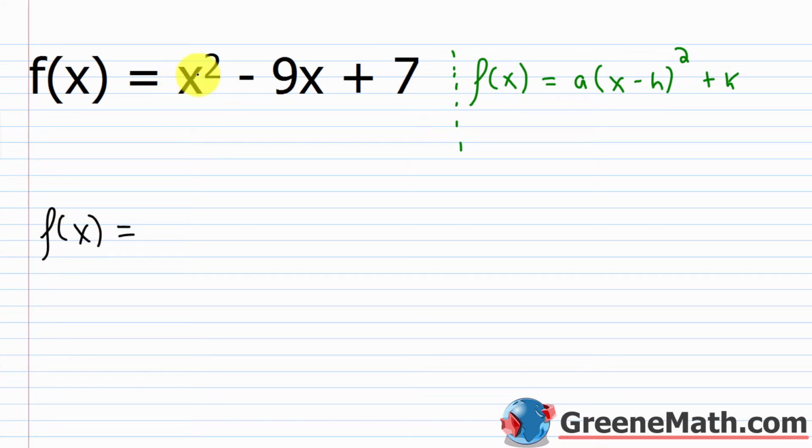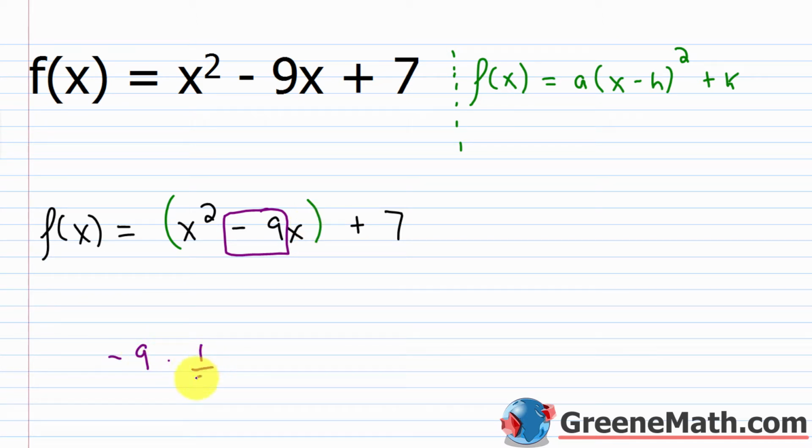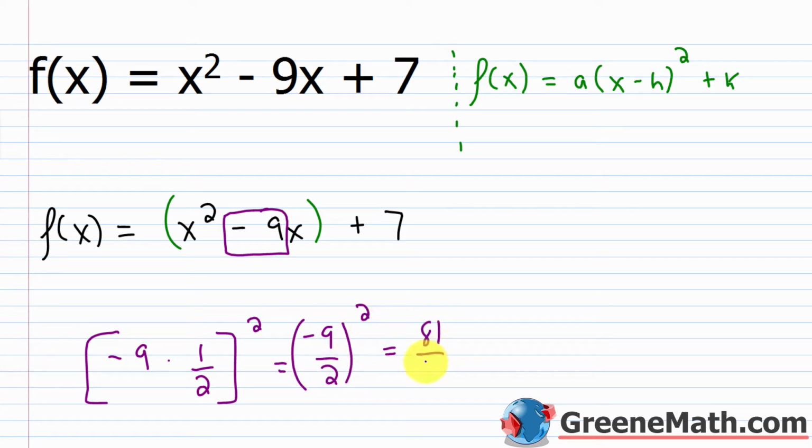But I'm still going to group the variable terms together. So I'm going to say x squared minus 9x. I'm just going to put some parentheses around it to say this is grouped together. And then we have this plus 7. Now, to complete the square, you look at your coefficient for the variable raised to the first power. In this case, that's going to be -9. So what do you do? You cut it in half, meaning you multiply by a half, and then you square it. So I would have -9 multiplied by a half, and then the result of this is going to be squared. So this would be (-9/2) squared, which would be 81/4.